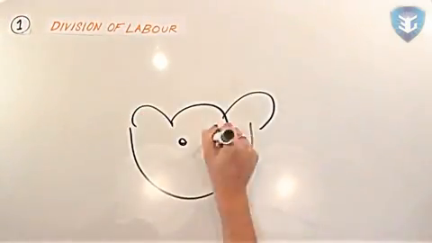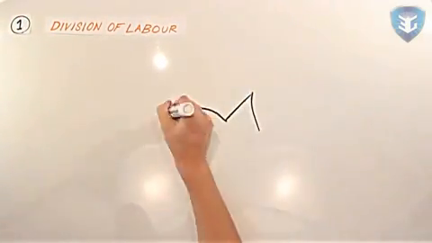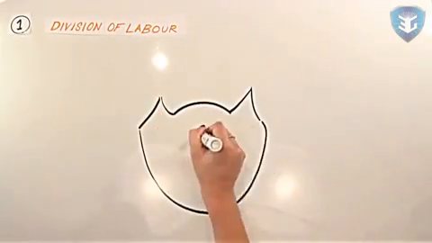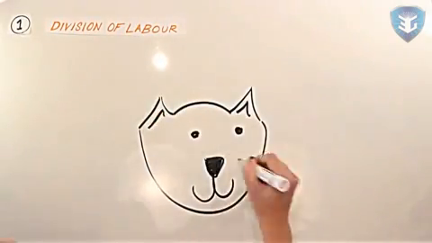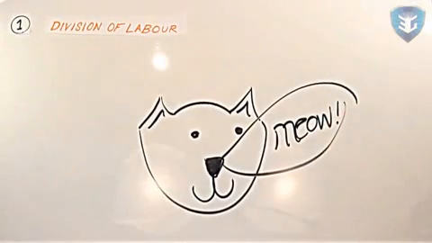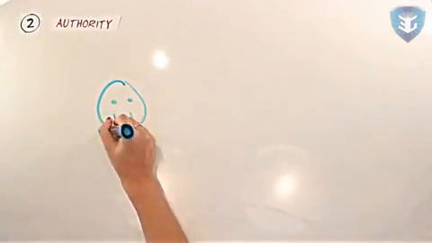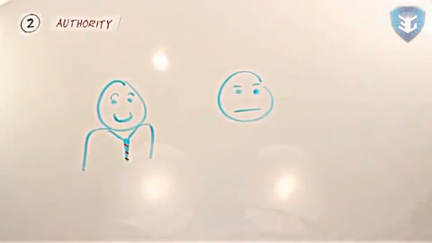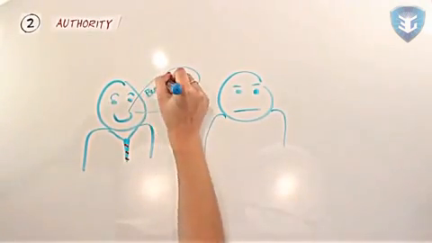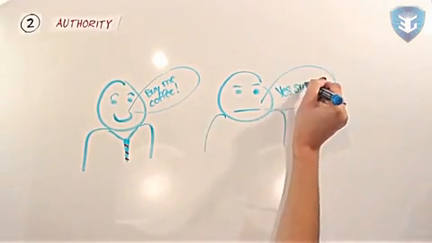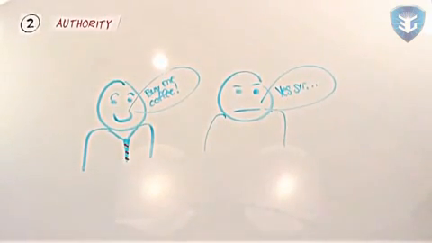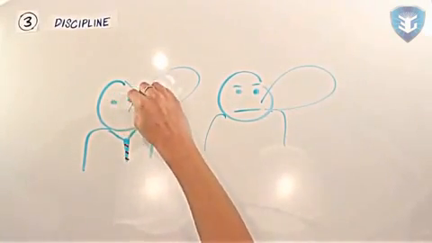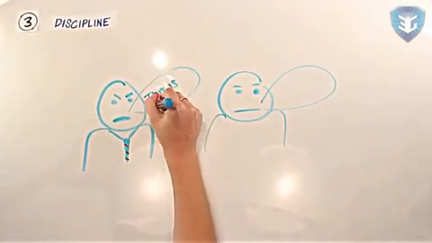His first principle is the division of labor. This will lead to the specialization of workers, which increases their efficiency and the quality of their work. The second principle is authority. Managers must be in charge of their employees and be able to give their employees orders. Fayol's third principle is discipline. Employees should understand that slacking or the breaking of rules will have negative consequences.